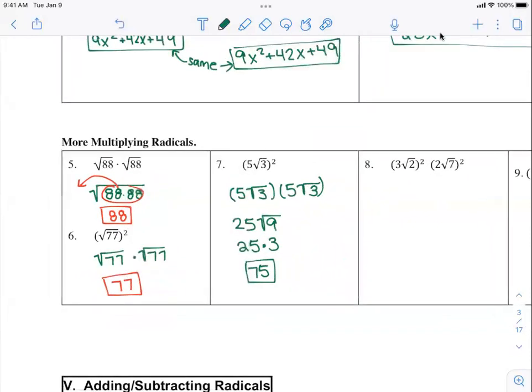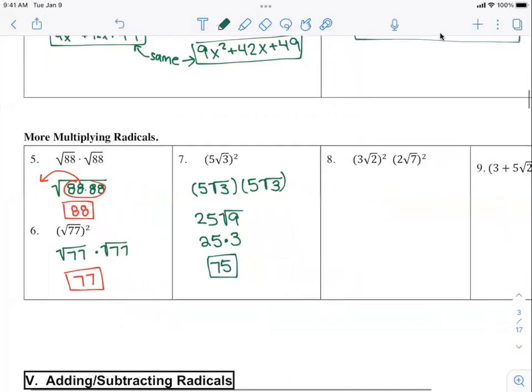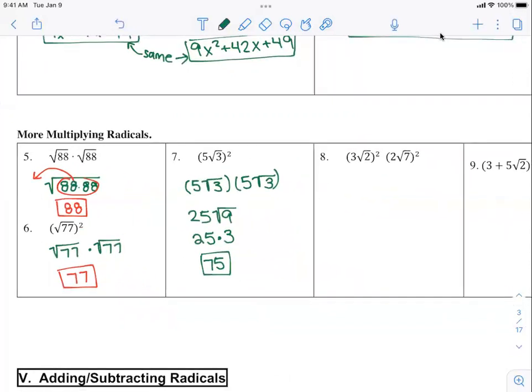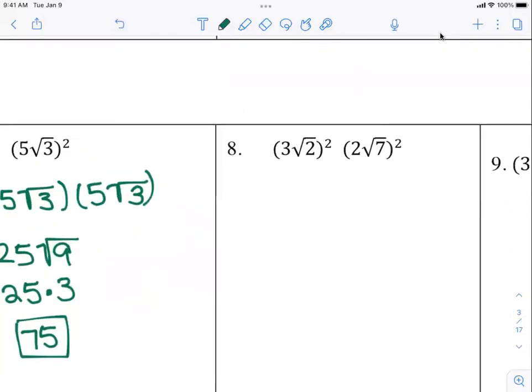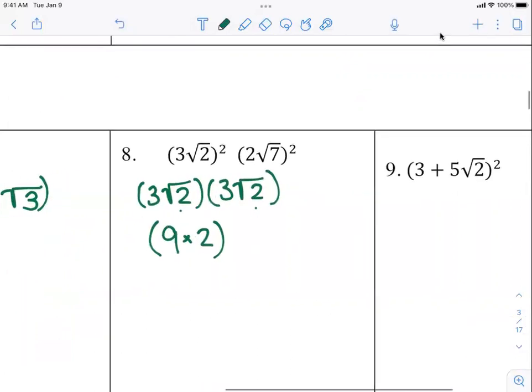Okay. So really all we did, we're going to be applying to number 8 as well. If you notice, they're very similar, except now we have 2 sets of those. So we have 3 root 2 squared. Again, that's like saying 3 root 2 times 3 root 2. 3 times 3 is 9. Root 2 times root 2 is root 4, and the square root of 4 is 2. So in our first one, we really have 9 times 2.